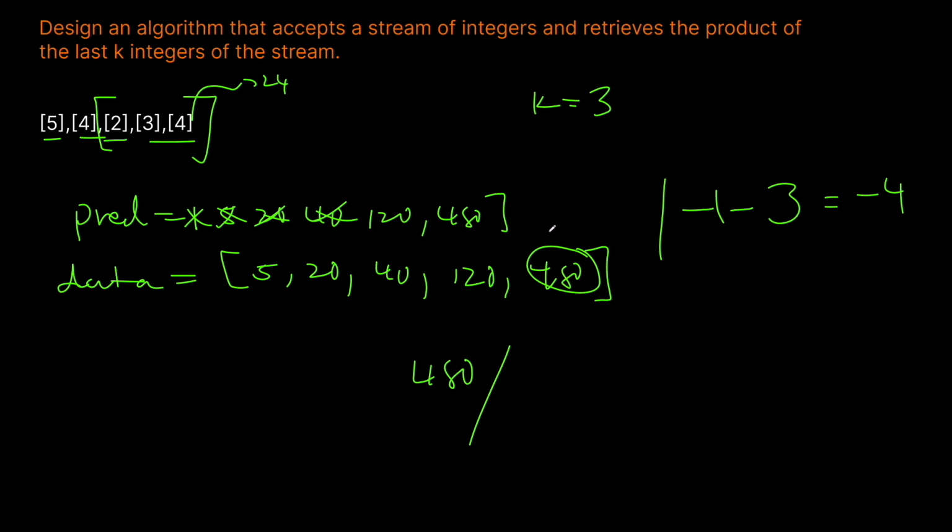So this is minus 1 here, this is minus 2, minus 3, minus 4. So this 20 here. So we want to do 480 divided by 20. And that will give us what? 24, right? And that is our solution.